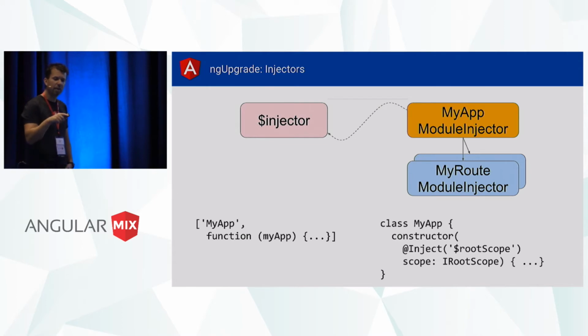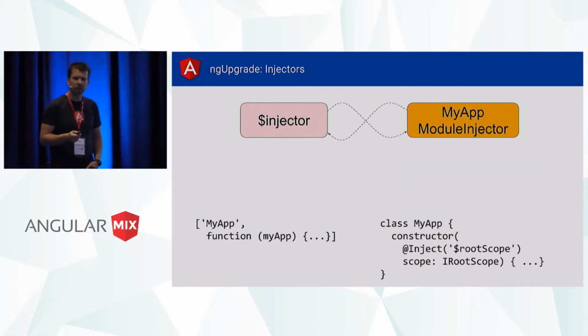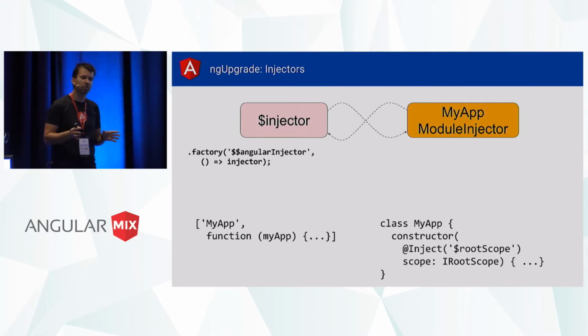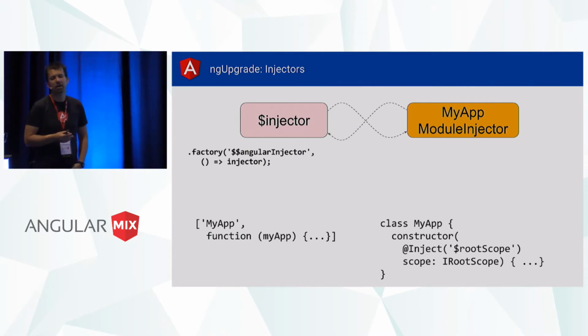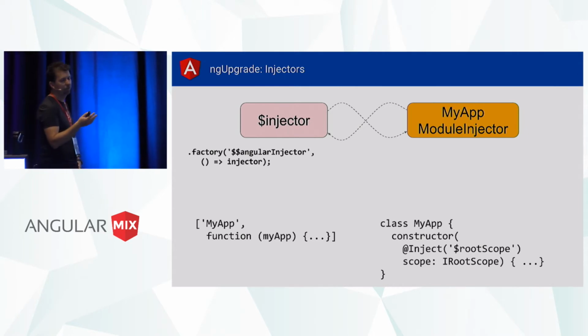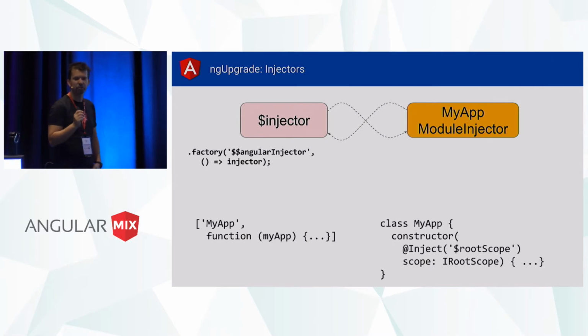So what we need to do is somehow set up this connection between the my app root module injector and the $injector from AngularJS. And the way we do that, I'm actually going to show you the actual mechanisms. None of this stuff you really have to do yourself. It's all provided by the ngUpgrade library. But what happens underneath is that in AngularJS land, we set up a factory for a well-known token, in this case $Angular injector, which refers to the instance of the my app module injector.